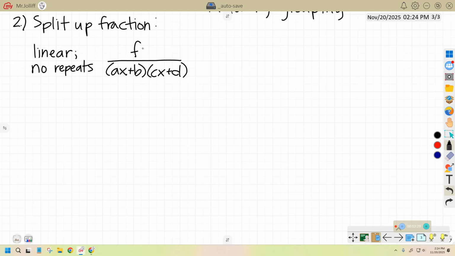In the numerator, it's a function of x. I don't really care what the numerator looks like right now. I'm focused on the denominator. I want to split the bottom up. If the factors in the bottom are linear, when I split up into separate fractions, the numerators will be constants.